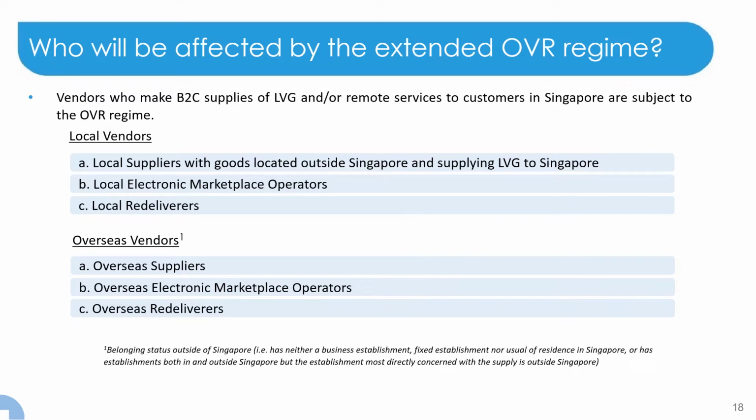For local vendors, they are local suppliers with goods located outside Singapore and supplying LVG to Singapore, local electronic marketplace operators when the electronic marketplace is regarded as the supplier, and local redeliverers when the redeliverer is regarded as the supplier. For overseas vendors, they are overseas suppliers where the overseas supplier's belonging status is outside of Singapore, overseas electronic marketplace operators when the electronic marketplace is regarded as the supplier, and overseas redeliverers when the redeliverer is regarded as the supplier.